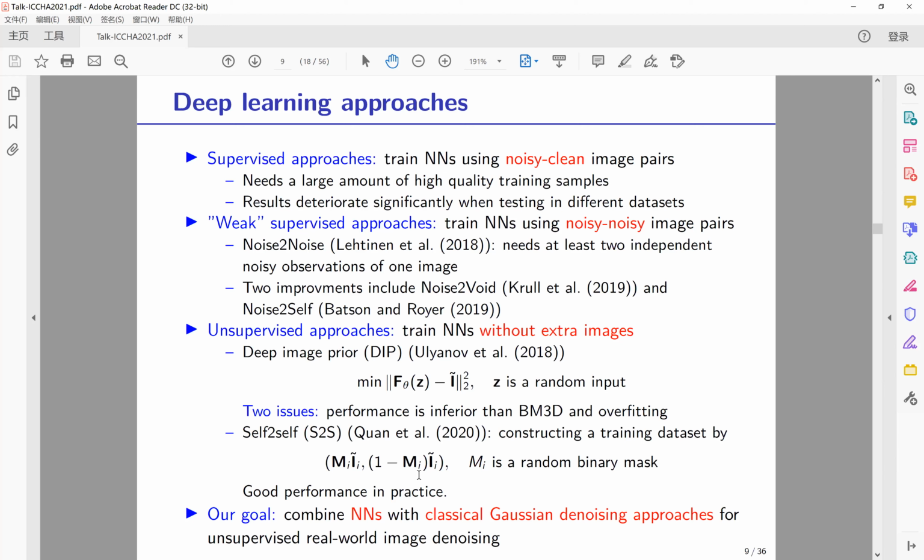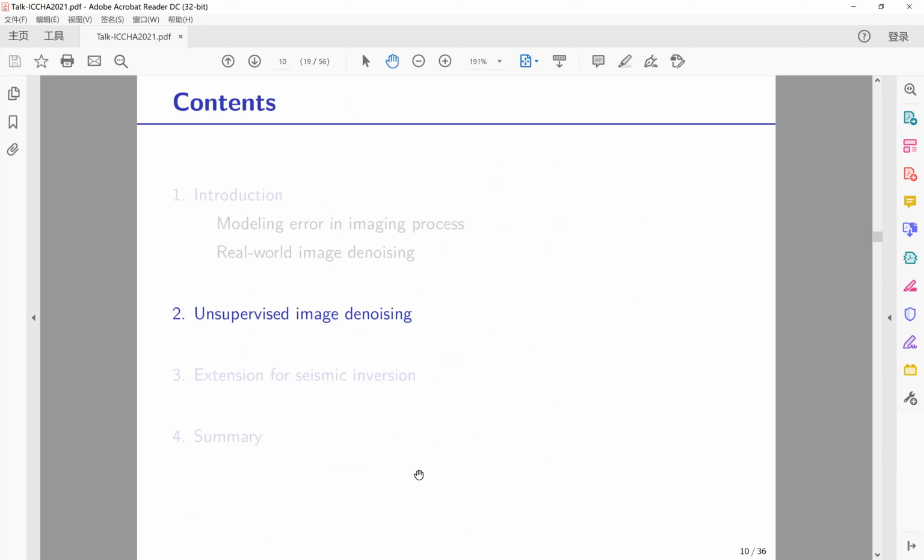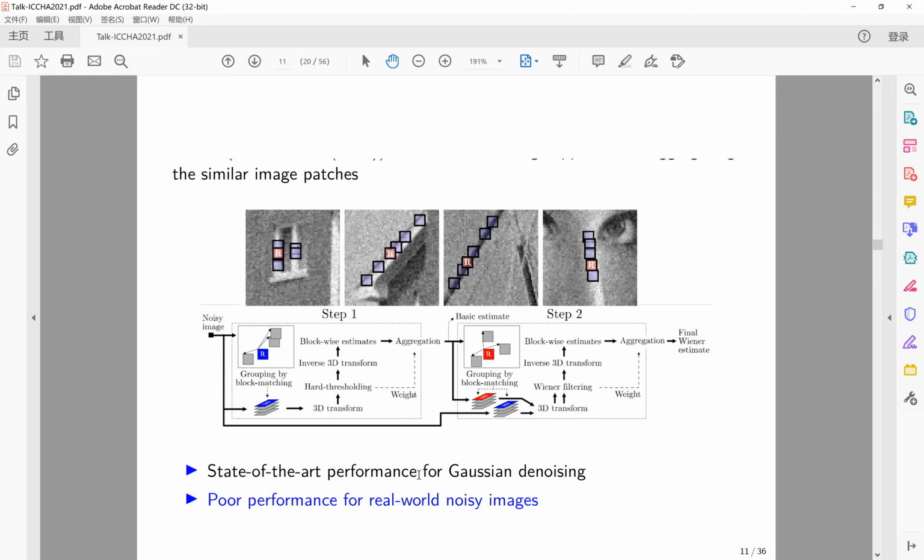So can we combine these two approaches such that I can make a meaningful loss? Then I can effectively combine the neural network training process and the denoising process in a single model. I will talk about the details.